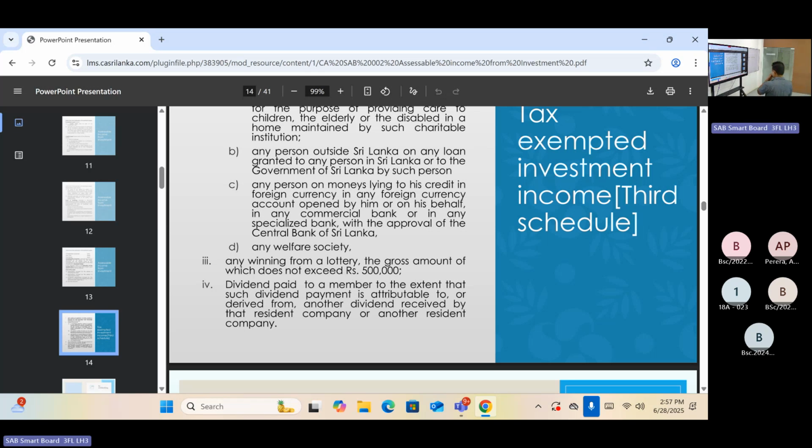So shall we put it in a very simple way? Dividend paid to the member. Company is declaring dividend to the member. To the extent that such dividend, so company A declaring dividend to the shareholder, right? If such dividend is paid, attributable means paid to or derived from another dividend received by that company. So in that context, that dividend is taxed. එහෙම වෙන්න පුළුවන්. The company එක dividend income එකක් ගන්න පුළුවන්. ඉතින් සරලවම කියන්නේ මොකද? Dividend paid out of dividend income is tax exempt to the recipient.